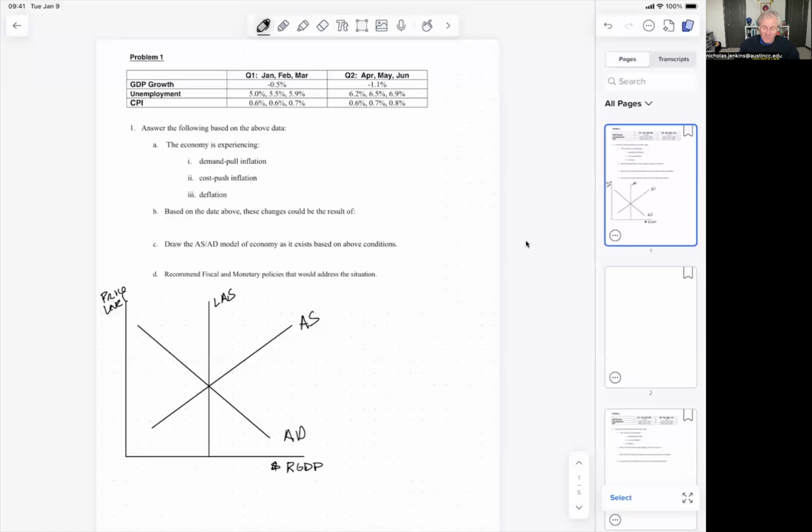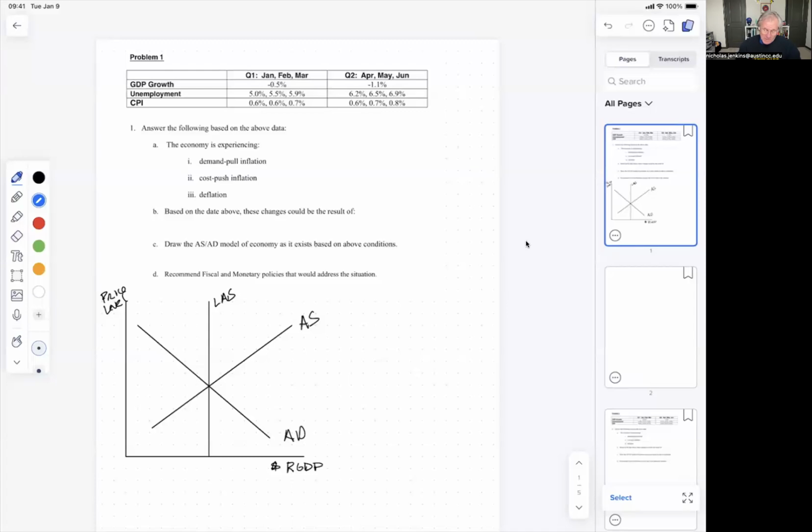So first of all, let's look at the chart. That has the information that we're going to need to actually make our decisions here.